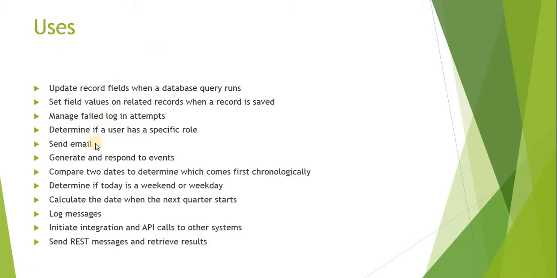You can send an email through a business rule, so if the priority of an incident has increased, for example, you can send an email to the stakeholders. You can generate and respond to events. You can do something with dates, compare them, or check if it's a weekday or a weekend. Then you can call APIs, receive the response, and update the data in other tables or in the same table as well and perform actions.